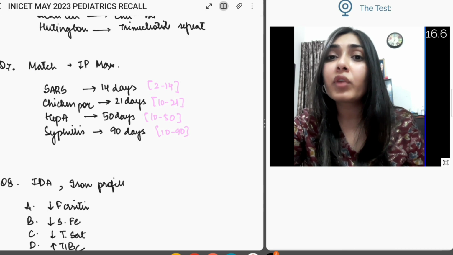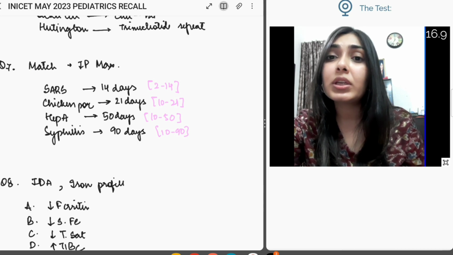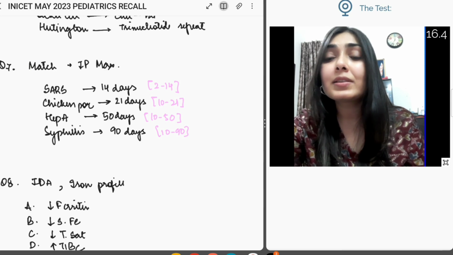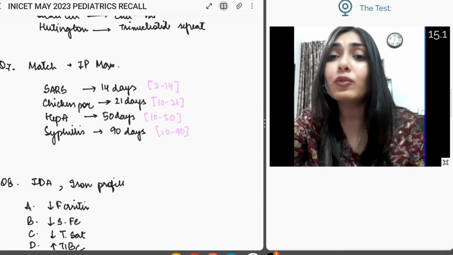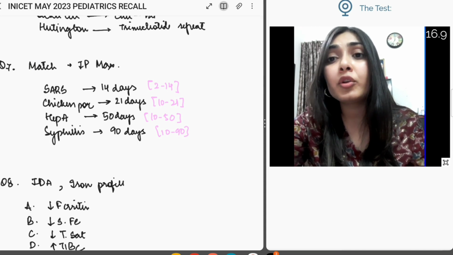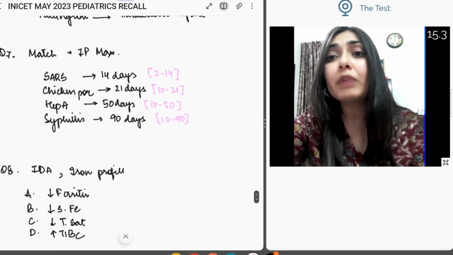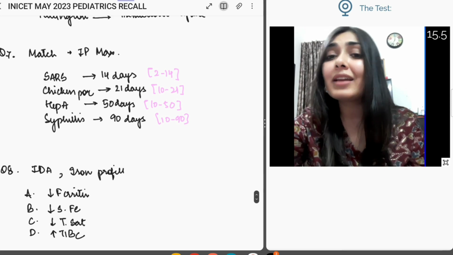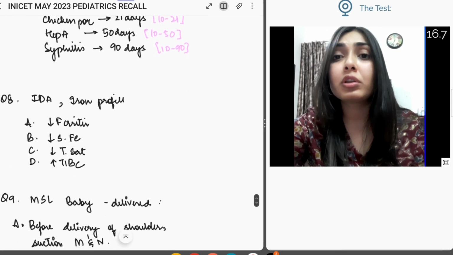For SARS, the incubation period ranged from 2 days to 14 days, so maximum is 14 days. For chickenpox, 10 to 21 days is the range, so maximum is 21 days. For hepatitis A virus, 10 to 50 days is the range, and 50 days would be the maximum. And for syphilis, 10 to 90 days, and 90 days would be the maximum incubation period.